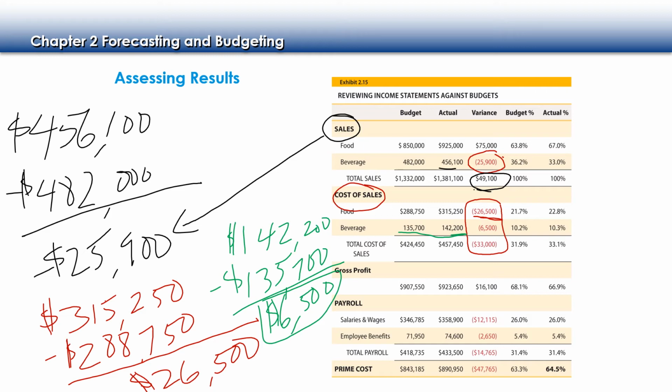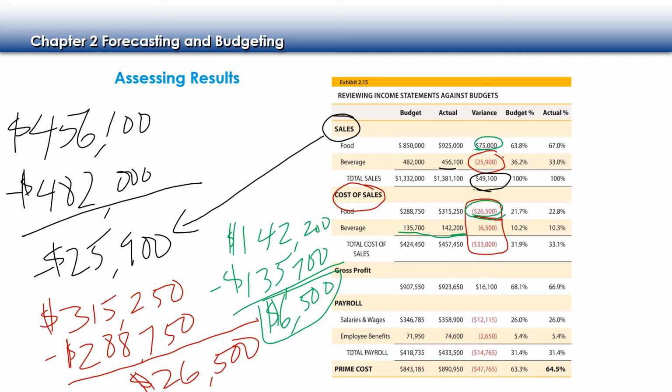Now here's a situation that we can look at, okay? Food, yes, we went over budget on food, but we also brought in an extra $75,000 over budget. So if we brought in an extra $75,000 over budget in sales, that means that we should probably have to go above our costs so that we can prepare all that food.